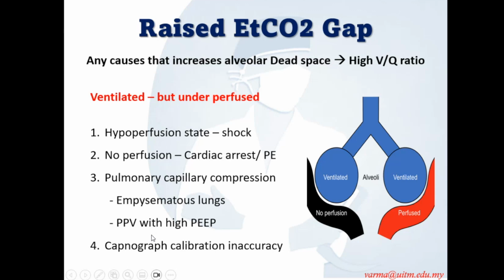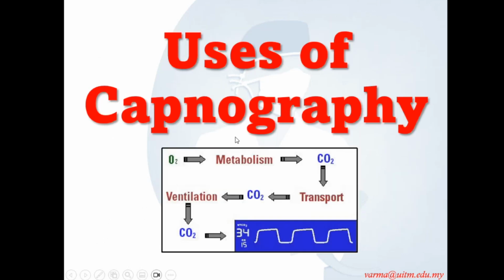the alveoli are getting stretched, thus compressing the pulmonary capillaries. Like in ARDS, when you use very high PEEP, you have to worry about a high VQ ratio, which is the VQ mismatch. Finally, don't forget the equipment. Capnograph calibration inaccuracy can also cause raised EtCO2.